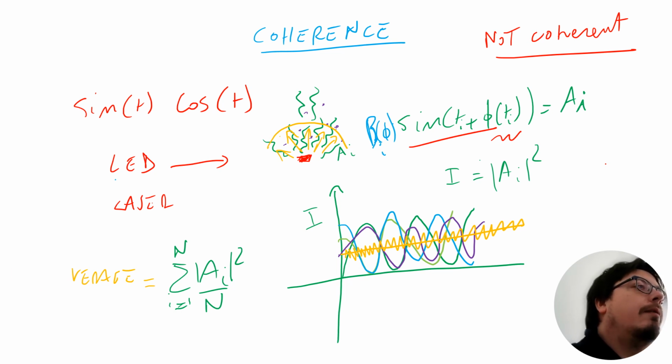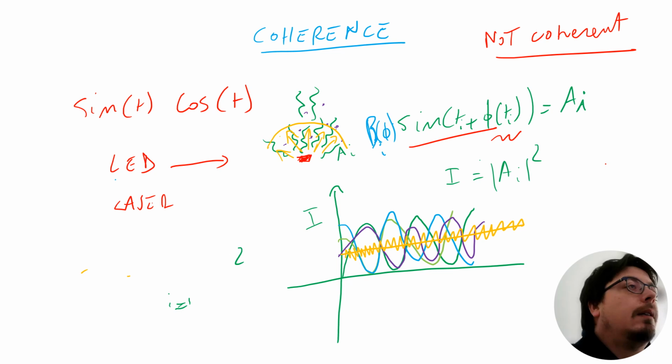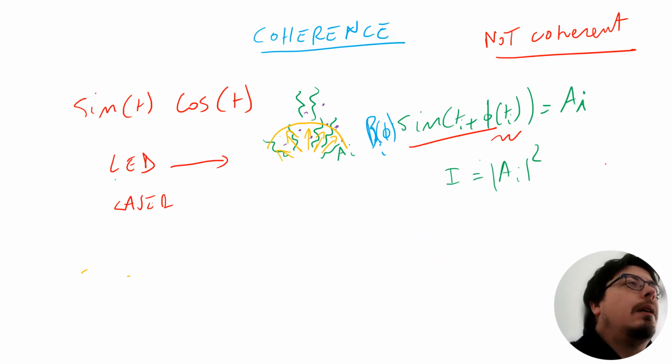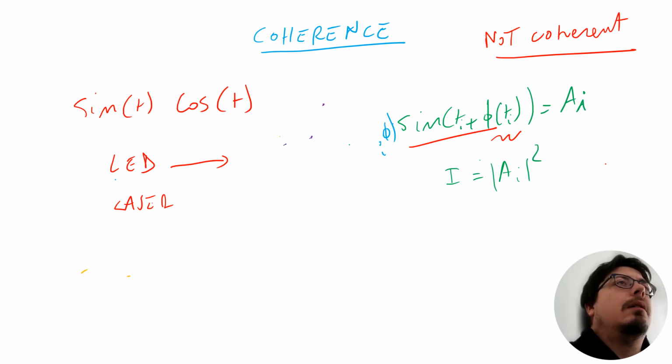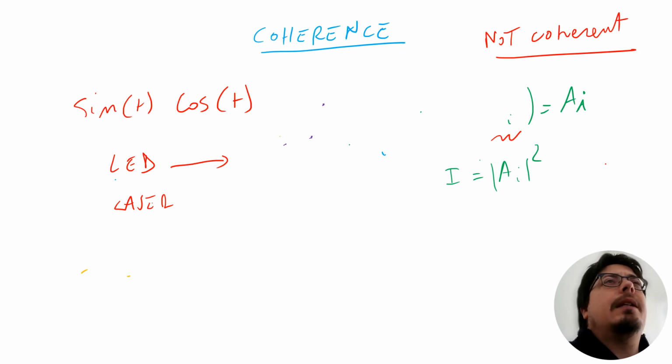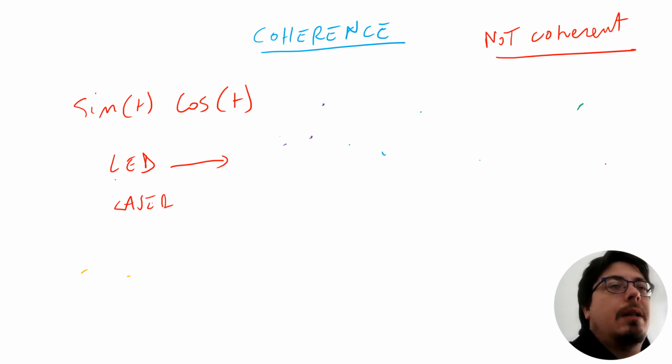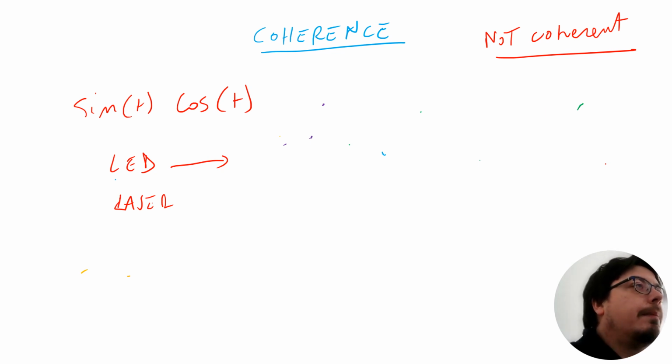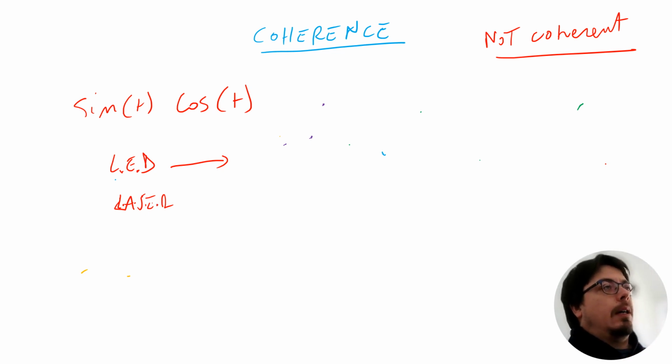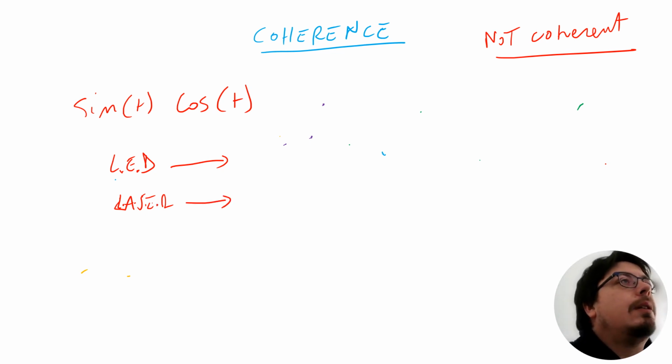For example, if you have a laser, which is an interesting acronym, light amplification by stimulated emission of radiation, something like that. I never remember quite what the acronym is. I will put it in the description anyway. But those are two acronyms: light emitting diode and light amplification by stimulated emission of radiation. Something like that. Sorry, but so this is not coherent.